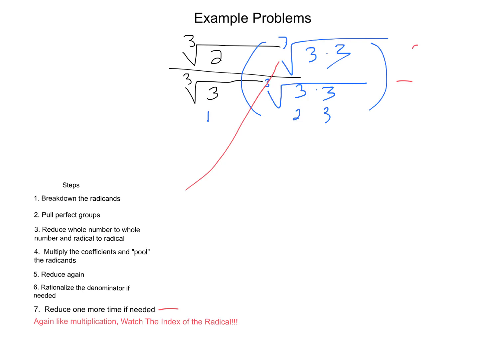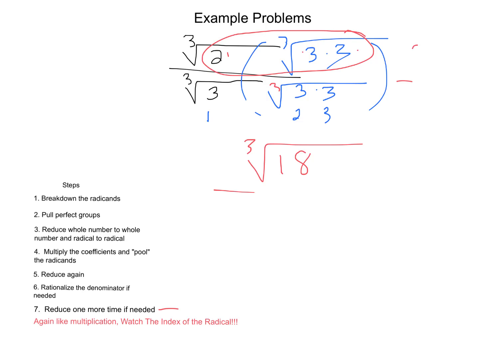Whoops. Hold on a second. I made a mess. All right, here we go. We'll have to deal. Cube root. All right, so again, let's put this all together. So 3 times 3 is 9, times 2 is cube root 18. On the bottom, again, we've got a perfect grouping here, so it's going to kick out as a 3.